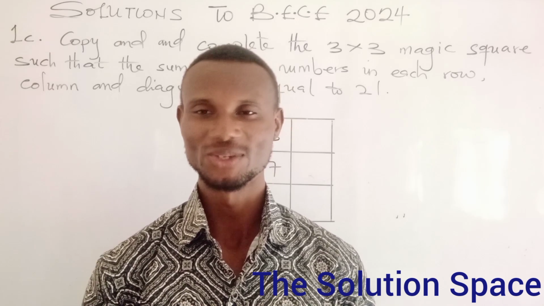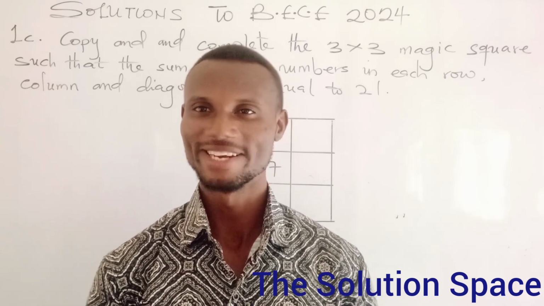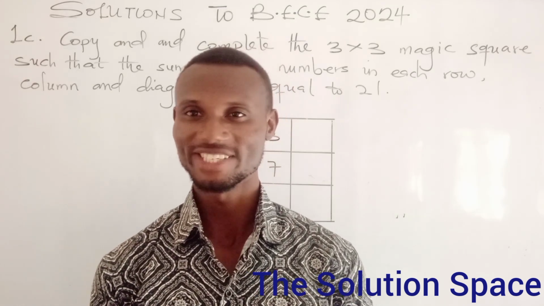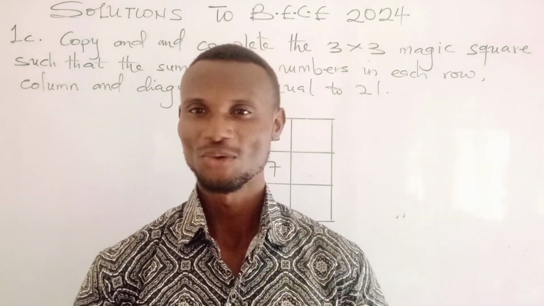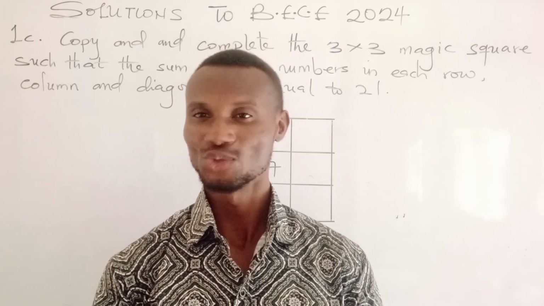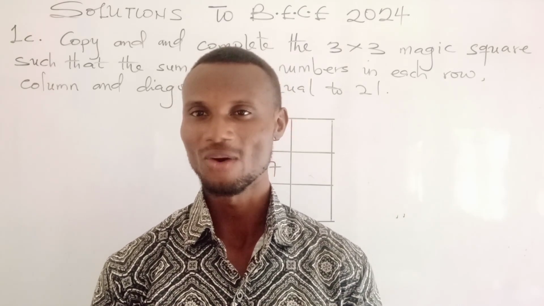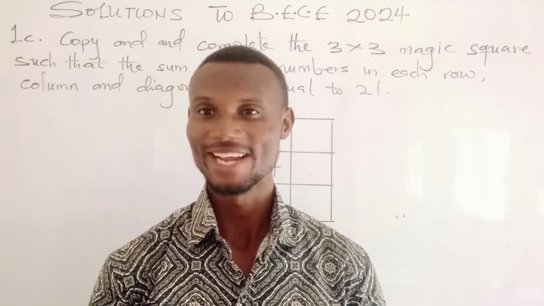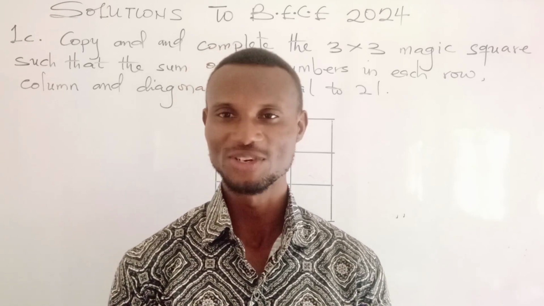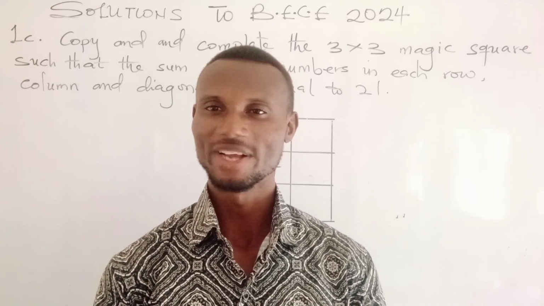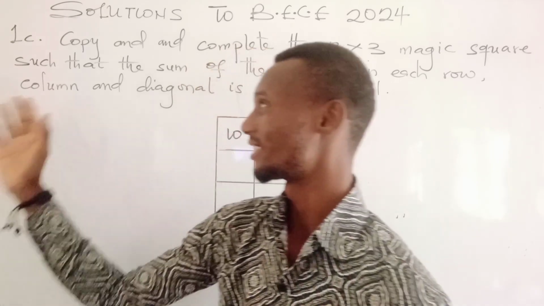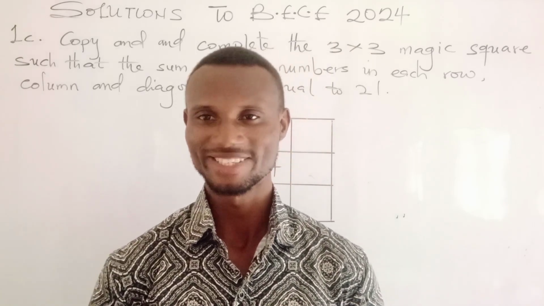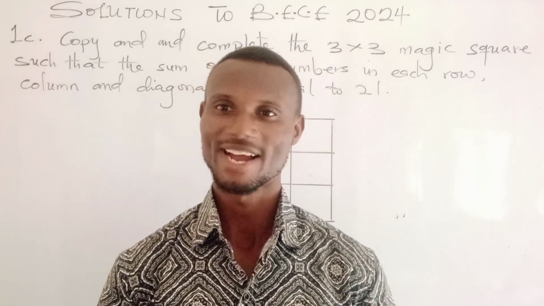In the previous videos, we started solving the B.E.C.E 2024 mathematics questions, the theory part, and we've already done question 2 and 3. And now we are on question 1, and we've done question 1a. In this video I want us to look at question 1c, as you can see from the board. I encourage you to watch the previous video so that you can learn from it as well.